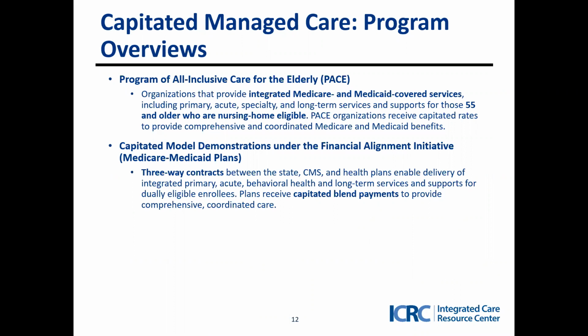So PACE is a program in which organizations provide integrated Medicare and Medicaid covered services for people who are 55 and older who are at the nursing home level of care. And these services include primary, acute, specialty, and LTSS, and the organizations that provide them are paid through capitated rates. MMPs are three-way contracts between the state, CMS, and health plans that enable delivery of integrated behavioral health, primary, LTSS, and acute care for duly eligible beneficiaries. And MMPs receive capitated blend payments. Next slide, please.